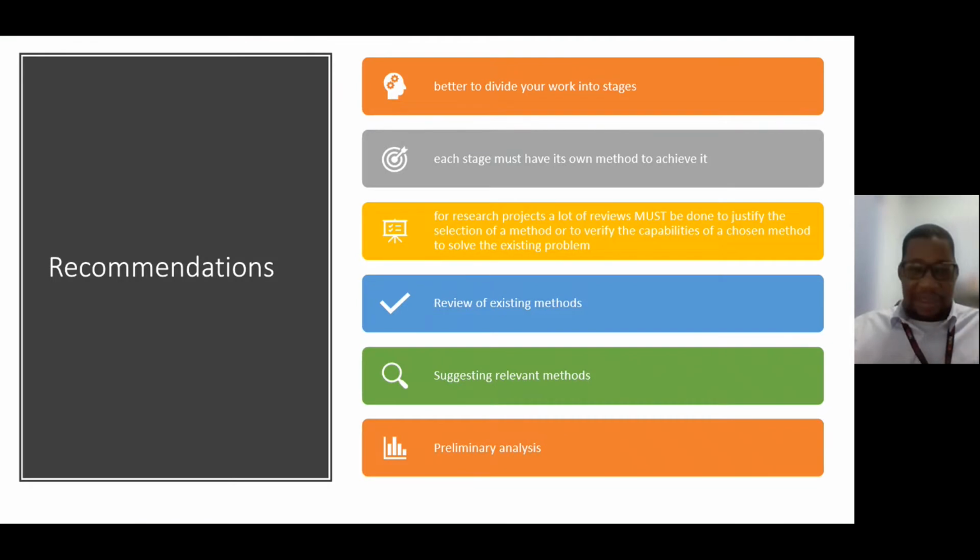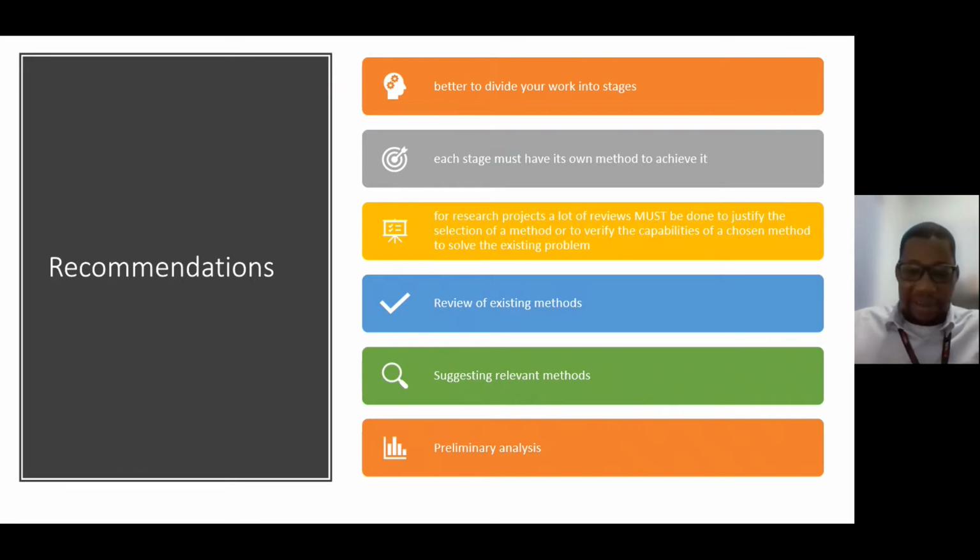So what are the recommendations? When you are doing your final year project and you choose the route of doing research, you want to use the research method. Your work is based on research. These are the few recommendations which I can give you.